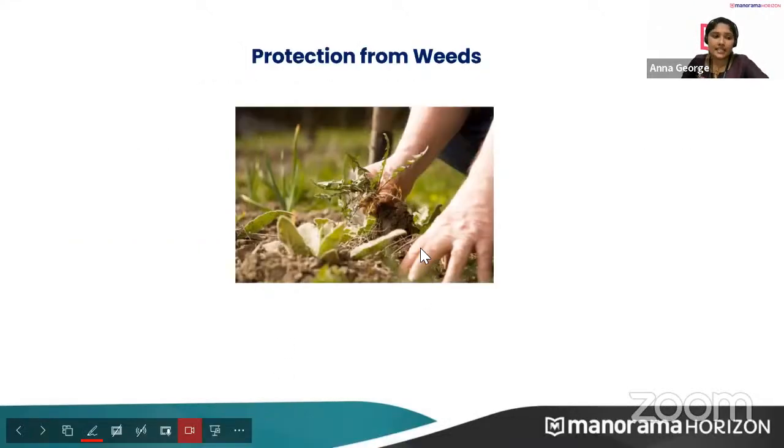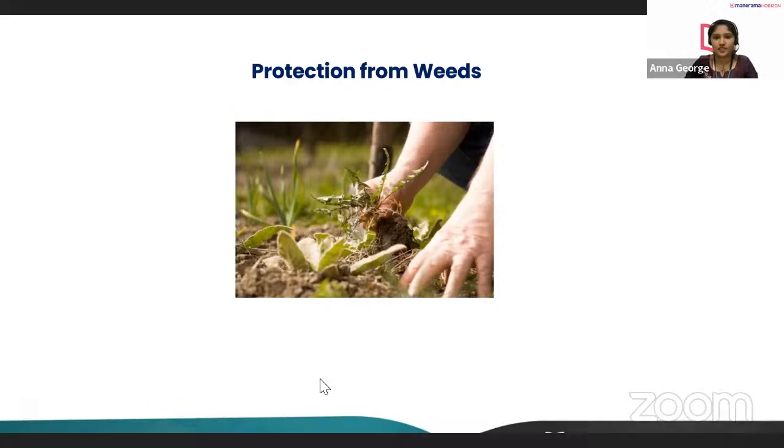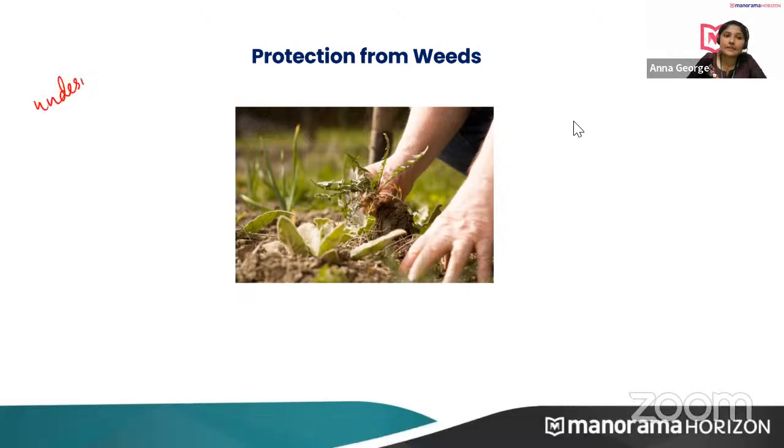Now, the next step is protection from weeds. After irrigation, the next step is protection from weeds. What do you mean by weed? What is a weed? You can tell me. Unwanted plants. Yes, very good. They are unwanted or undesirable plants.